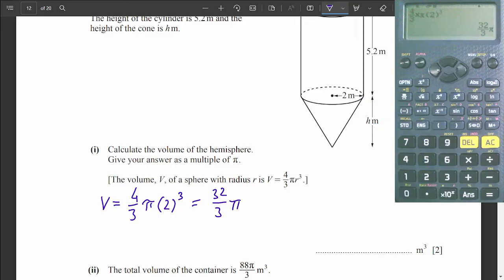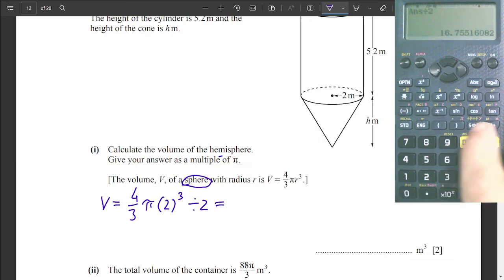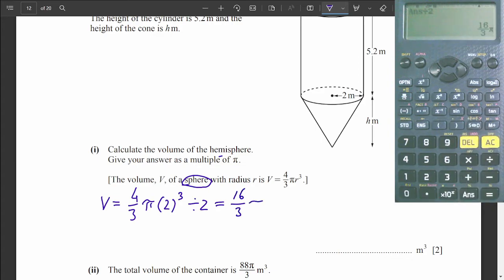What do we need to do next? Well, we need to look carefully. This was the volume of a sphere, and that's a hemisphere. So we need to divide that by 2. Maybe it would be better to show that from the start. Divide by 2, and there we go, 16/3 pi. Now, give your answer as a multiple of pi. Well, that is exactly what our calculator has done here.